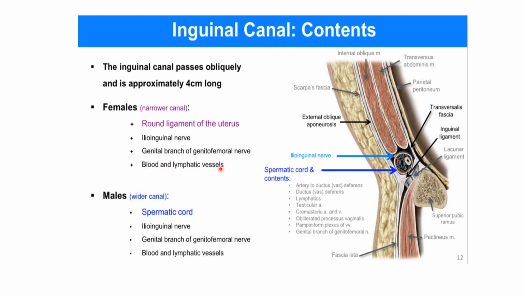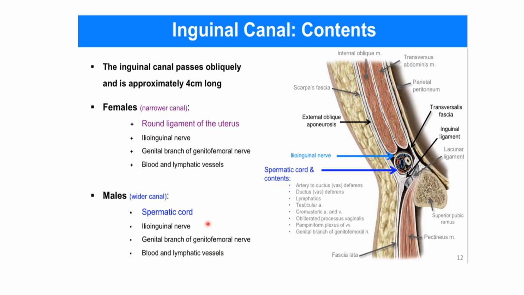Then the ilioinguinal nerve, the genital branch of the genitofemoral nerve, and blood and lymphatic vessels pass through the inguinal canal in the case of females. Similarly, in males the canal is wider and it transmits the spermatic cord, and what the spermatic cord is I will discuss with you later on, along with the ilioinguinal nerve, the genital branch of the genitofemoral nerve, and blood and lymphatic vessels.